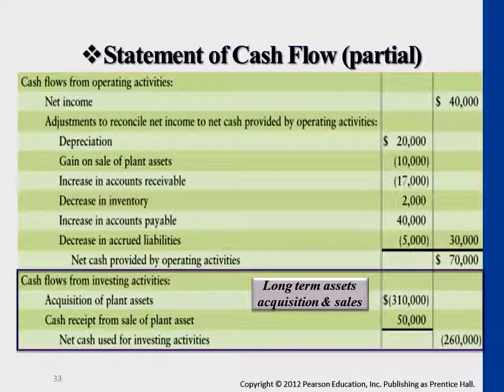The problem in the textbook, if you read the example, it directly gave you this number. Okay, so if you know for a fact the problem gives you this, just subtract $310,000. That's the cash the company used up to purchase long-term assets.